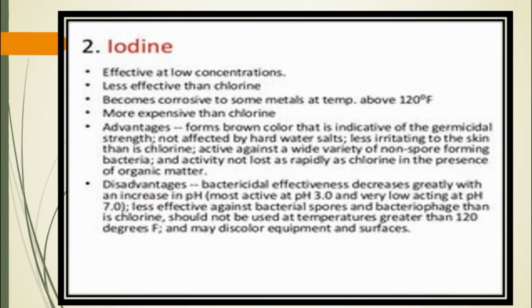Iodine. Effective at low concentrations, less effective than chlorine, becomes corrosive to some metals at temperatures above 120 degrees Fahrenheit, more expensive than chlorine. Advantages: forms a brown color that is indicative of the germicidal strength, not affected by hard water salts, less irritating to the skin than chlorine, active against a wide variety of non-spore-forming bacteria, and not lost as rapidly as chlorine in the presence of organic matter.